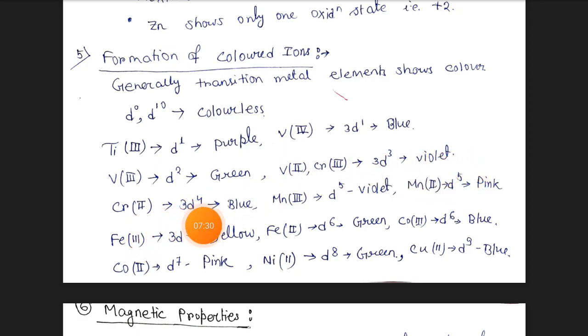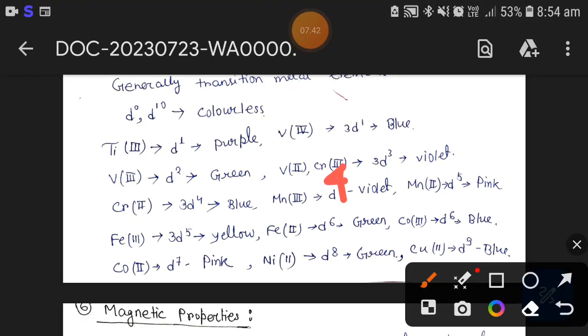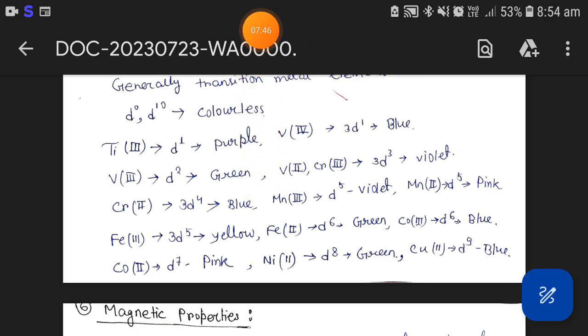Chromium 2+, that is d4 electronic configuration, blue color. Manganese 3+, that is d4. Okay, it is d4, this is violet color. Okay. Next, manganese 2+, d5, that is pink color. Iron 3+, that is d5, yellow color. Iron 2+, d6, green color.